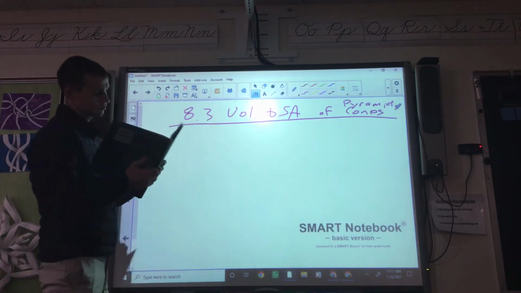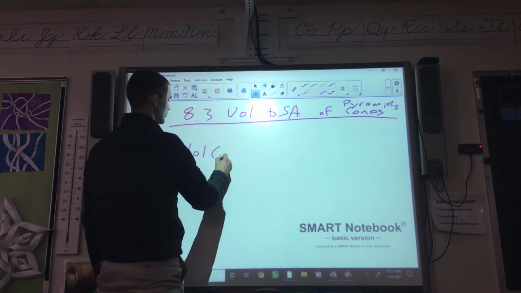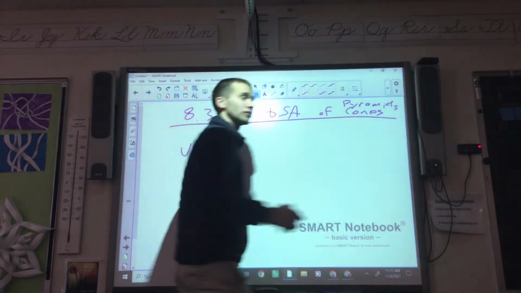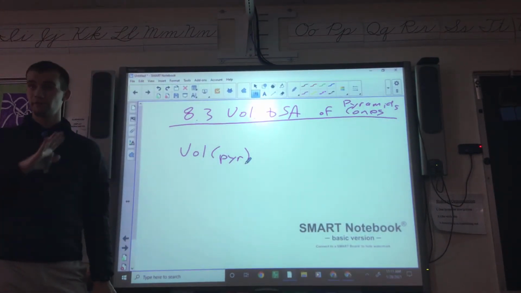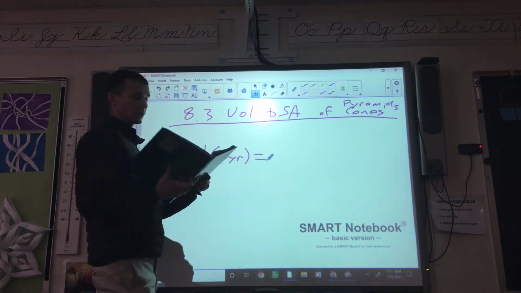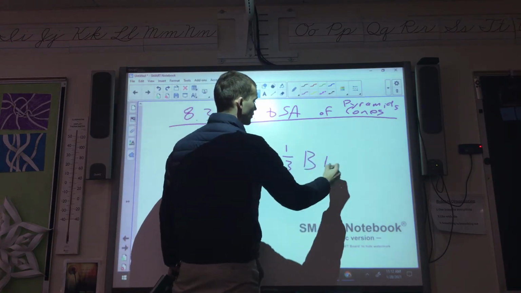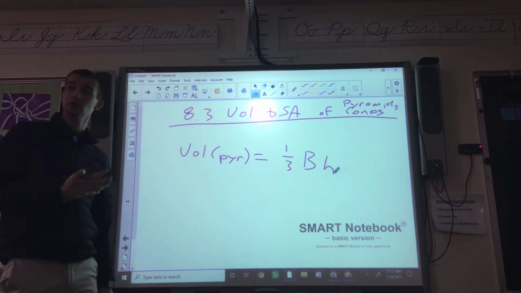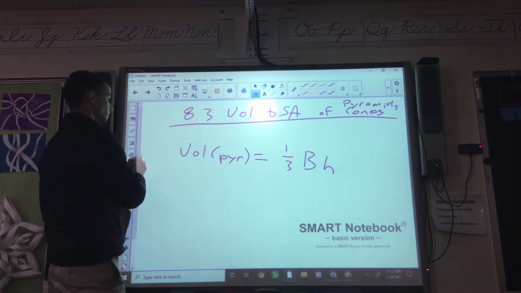Cones, so it talks about volume of a pyramid. When we talked about the volume of things before, we said big B H, right? Area of the base and the height. This one is a little bit different. It is 1/3 big B and H. And that's going to change because some of them have triangular bottoms, some of them have square bottoms. So it depends on which one it is.